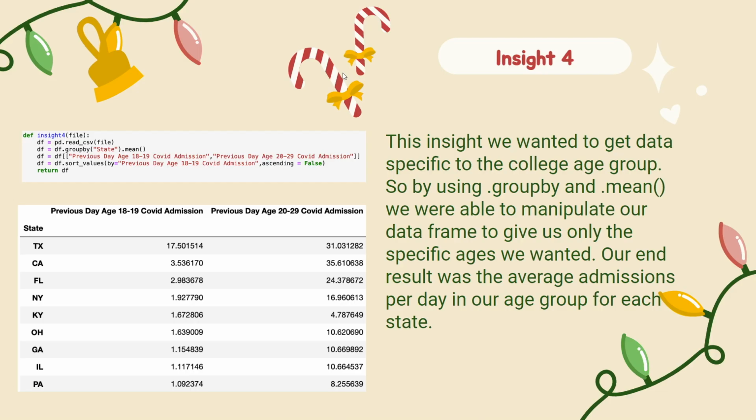For this insight, we wanted to kind of get straight to the point, a little bit more involved with our age group in particular. And using the group by function, we were able to get a data frame that had given us the average admissions per day with COVID, obviously, for the age groups we were looking at, that being college kids, 18 to 19, and then young adults, 20 to 29. And looking at this, you can kind of take a look at Texas. Their 18 to 19 is 17.5, whereas it's 31 for 20 to 29, which is kind of interesting.